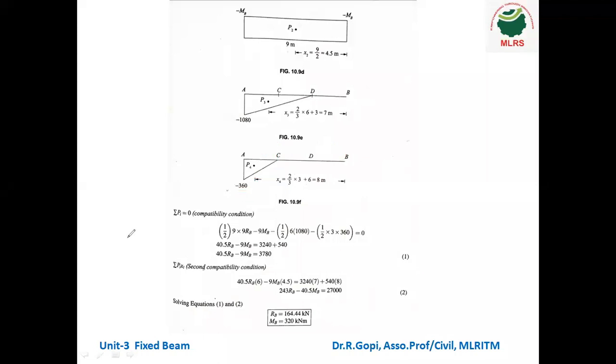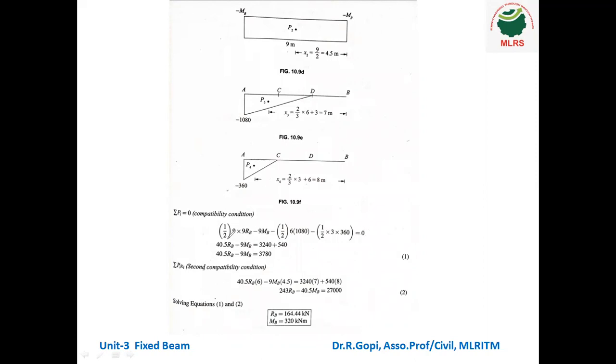So next we need to calculate RB and MB. So there are two unknowns. So we have to apply the first compatibility condition, that means A is equal to 0. Area of bending moment equal to 0. And the second compatibility condition, that means A x bar equal to 0. Okay. So first, A is equal to 0. So we have to calculate all the bending moment areas. The bending moment diagram area is equal to 0.